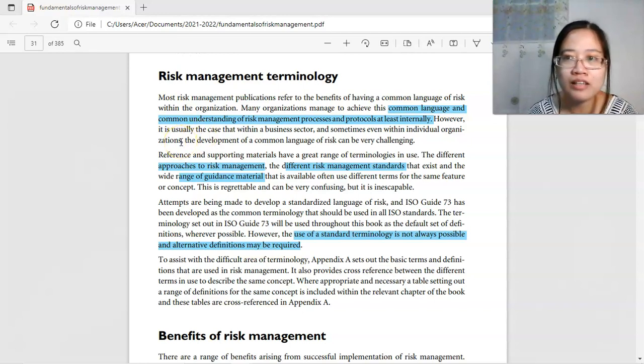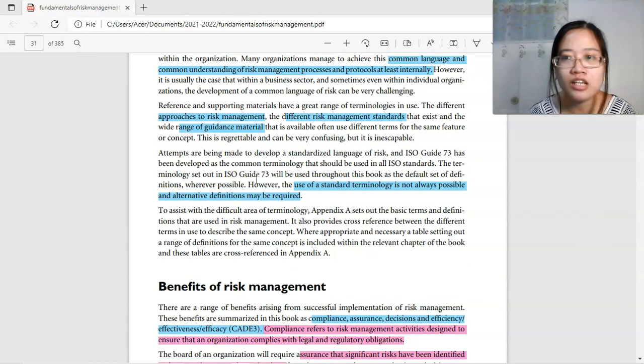Okay? But kung studies naman about risk management, yung i-discuss natin dito sa book, edi yun nga, mababanggit yung equivalent terms niya na ginamit in other studies or standards. Okay? So, ayan. Different approaches to risk management. Meron tayong different risk management standards. Tapos, meron siyang wide range of guidance material. Okay? So, yan. Medyo magiging confusing siya kasi nga magkakaiba na terminology. But, the book will try to address that. Okay?